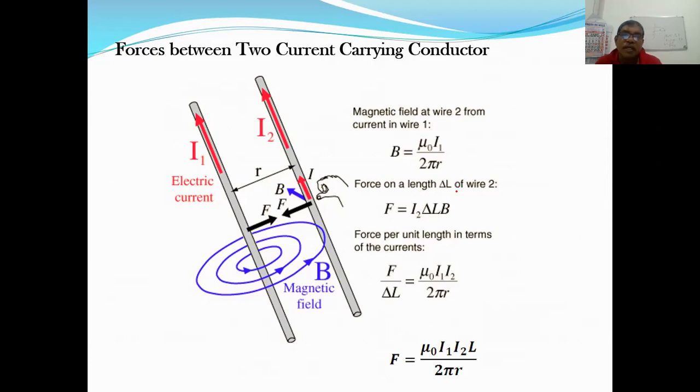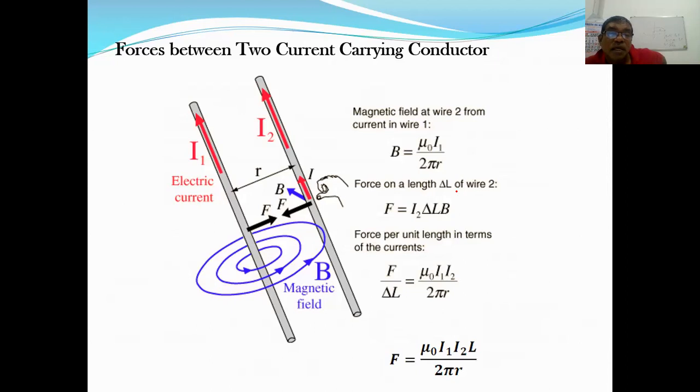Suppose we have two parallel current carrying conductors. Due to current I1, there is a magnetic field on I2, the second current carrying conductor. The magnetic field is equal to mu naught I1 divided by 2 pi R, where the separation between them is R. It is perpendicular to the current carrying conductor, right?